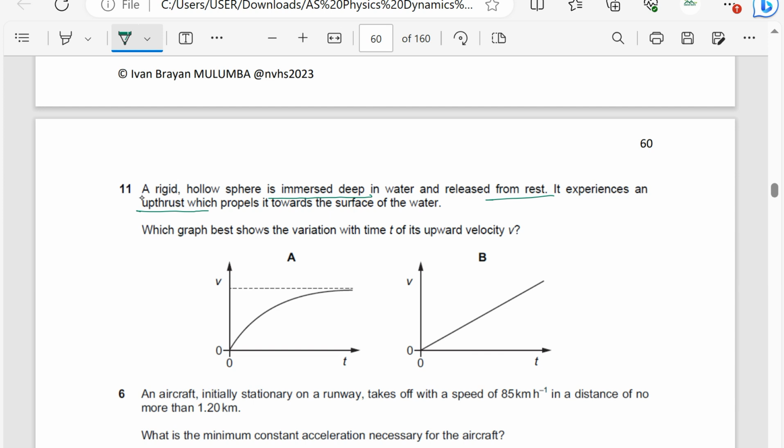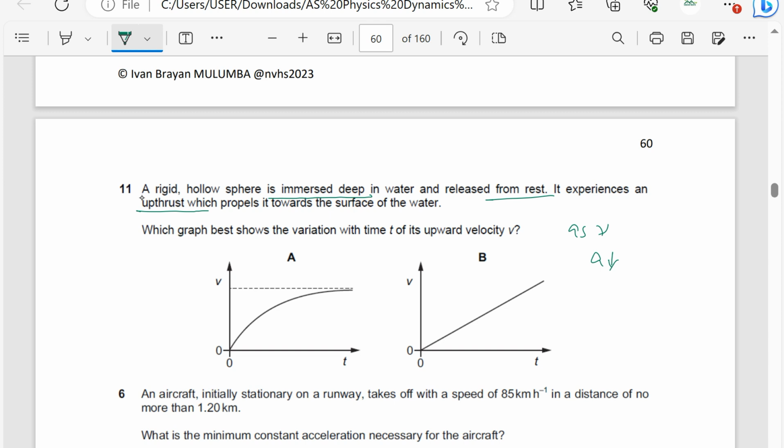So since it is in water, it experiences an upthrust which propels it towards the surface of the water. So it is moving upwards towards the surface. The weight is downwards. It means the force which opposes the motion, the drag force, increases downwards. So it means the acceleration decreases. So as it moves upwards, the acceleration decreases.